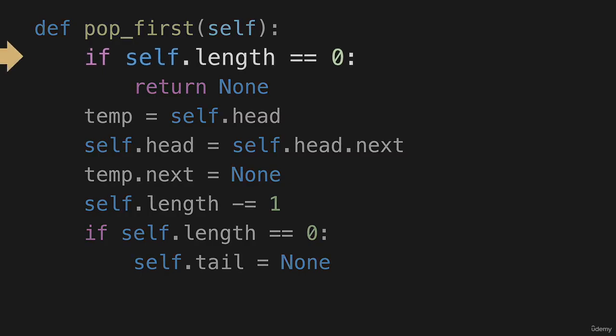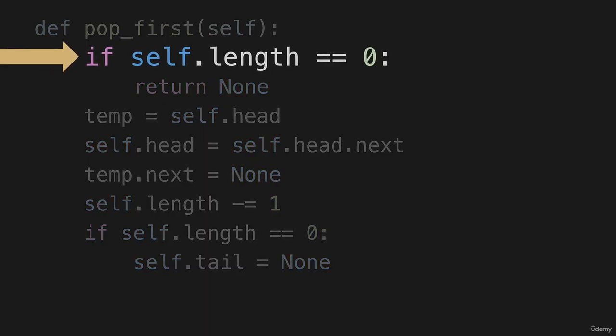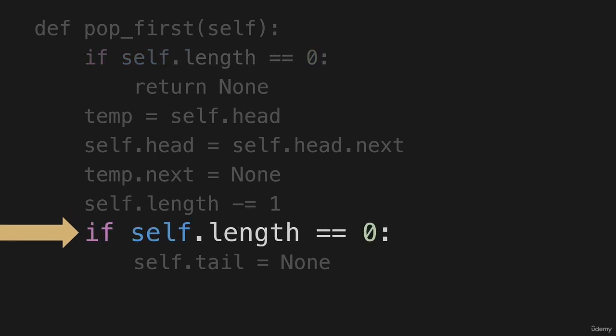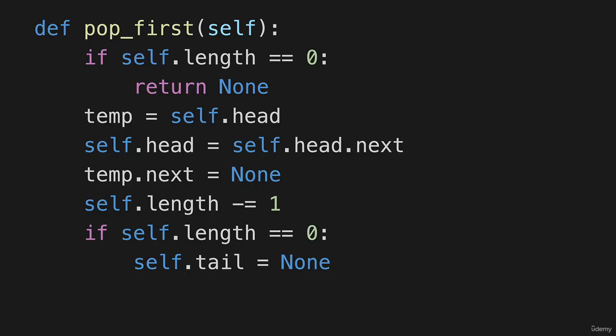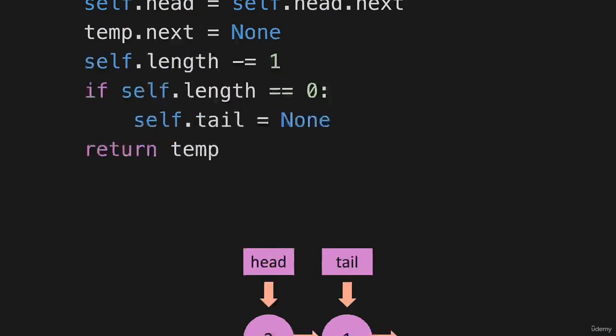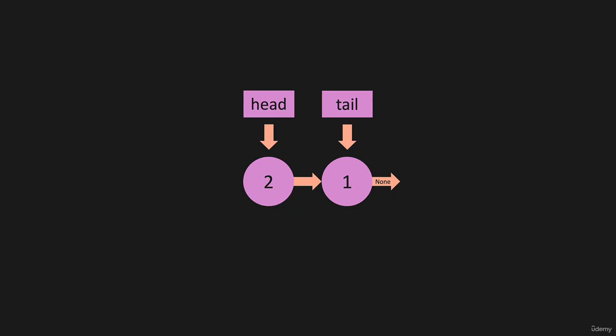Okay, so let's walk through this. This is when we have 0 items in the linked list. It's length equals 0. We have another length is equal to 0 here, but it is after we have decremented the length by 1. So that second if statement applies when you started with one item. Now the only thing left to do is return temp, which is the item that we removed from the linked list. So we'll look at this code in a moment in VS Code, and we will start with a linked list that looks like this.